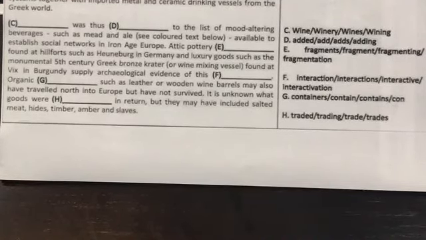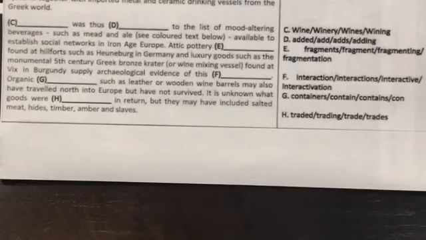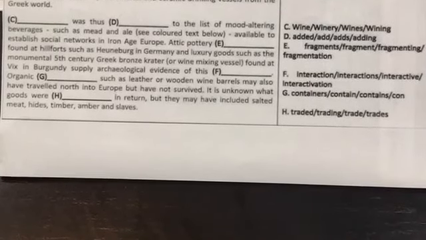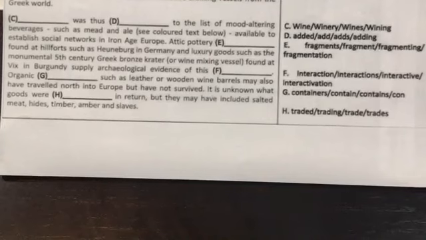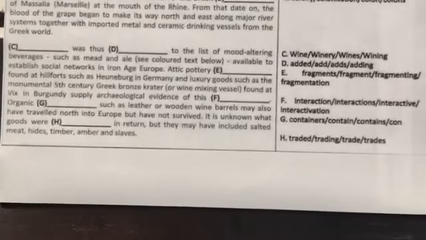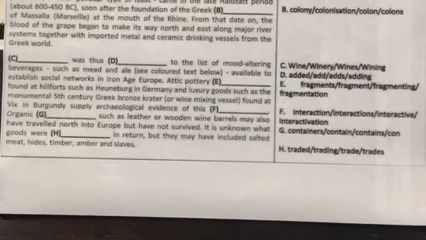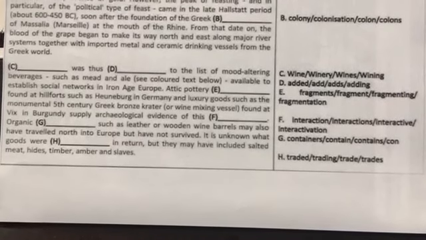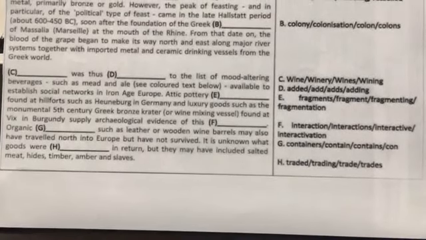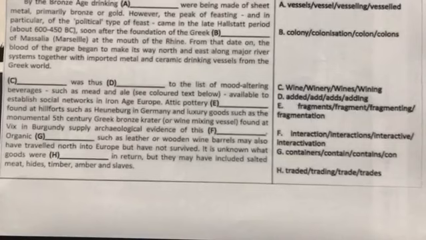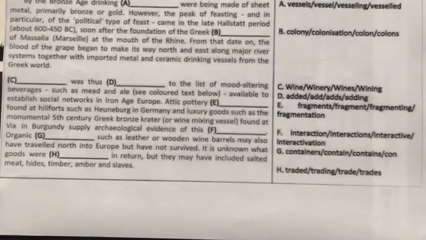Coming to the last blank: it is unknown what goods were H dash in return, but they may have included salted meat, hides, timber, amber, and slaves. Now, in return is symbolizing an exchange, a barter. And the options given are traded, trading, trade, and trades, all of which mean an exchange. However, further down from the blank we have, but they may have included, many things.